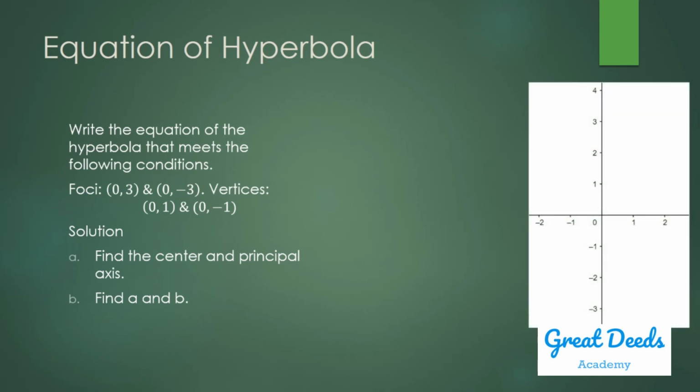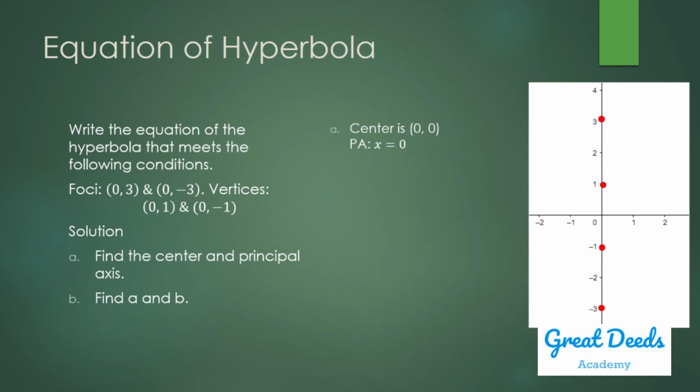Okay, so what we do first is we plot these points. So this is one focus. This is the other focus, and that is one vertex, that is the other vertex. So the center is just the midpoint. It's the midpoint of the two foci or the midpoint of the two vertices. And it is equal to 0, 0. So right away, looking at the alignment of your foci and vertices, you know that the principal axis is vertical. That means the principal axis is the line x is equal to 0.